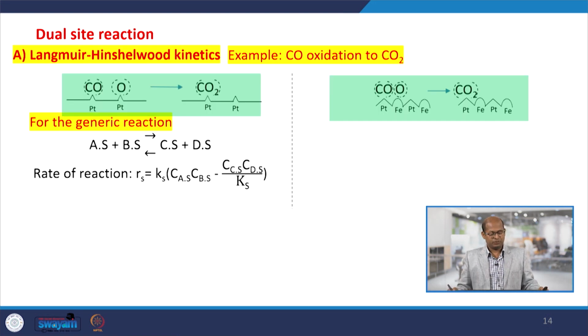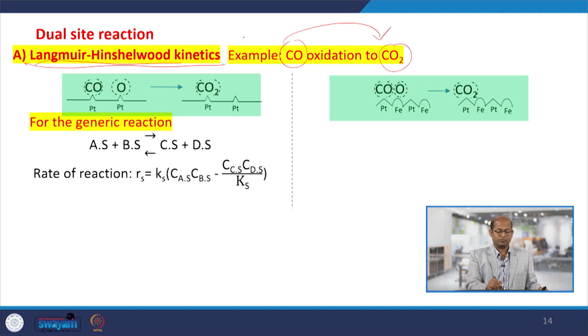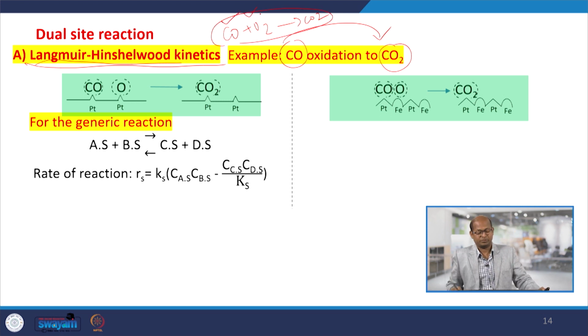So, now dual site mechanisms, this type of mechanism or this type of surface reaction, is usually called Langmuir-Hinshelwood type of kinetics. Here, if we take one example, CO oxidation to form CO2, meaning CO plus oxygen you are getting CO2. So, this is the reaction. Here two reactant molecules, one product formation is there.